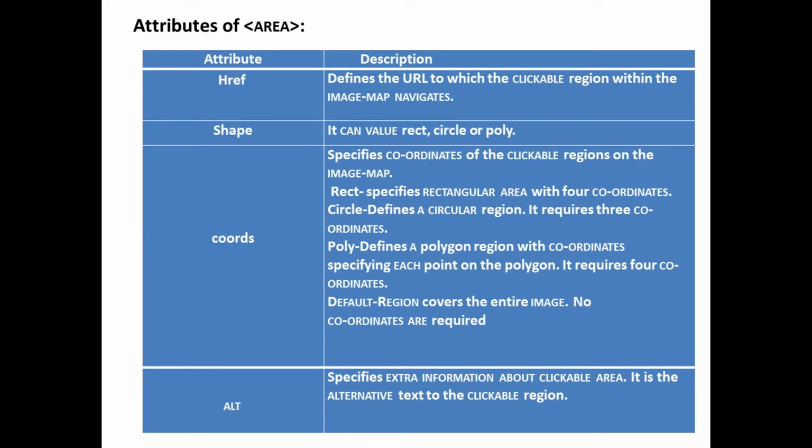that particular link. Shape has three values: rect, circle or poly. Only three you have to remember.